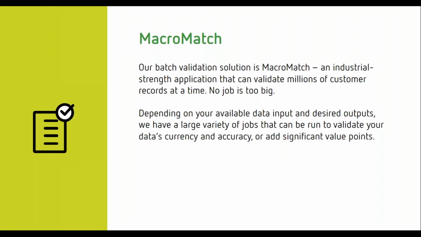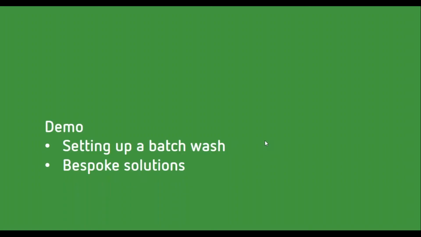So depending on the available data inputs and desired outputs, we've got a wide variety of jobs, about 40 pre-configured jobs that are individual, that can validate your data's currency or accuracy or add significant value points. For example, I showed before the ability for our address solution to add geocodes. If you've got addresses and no geocodes, you need geocodes for some kind of mapping solution. That'd be an example of what we can append. So let me quickly show you how to set up a batch wash and quickly talk about some bespoke solutions.